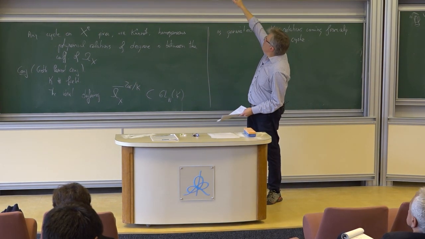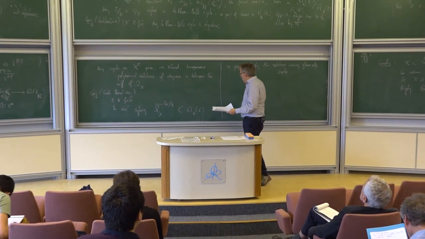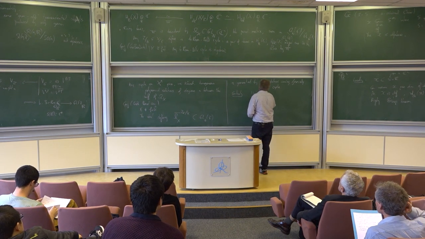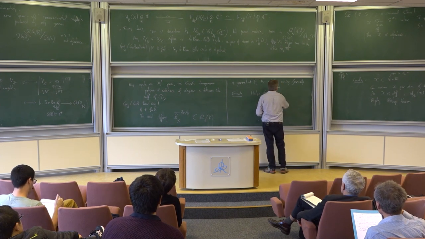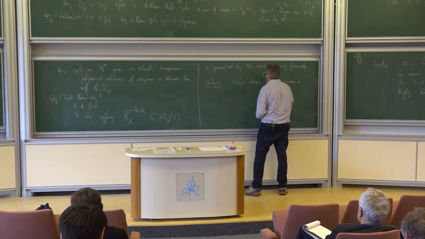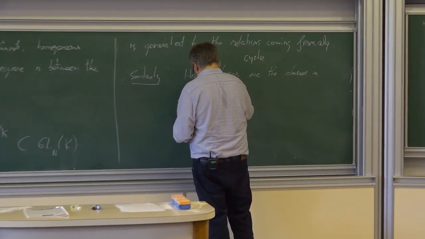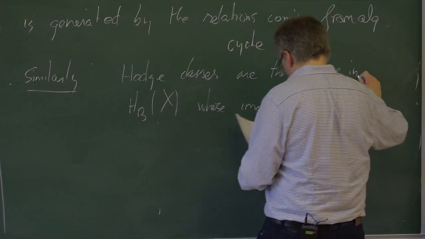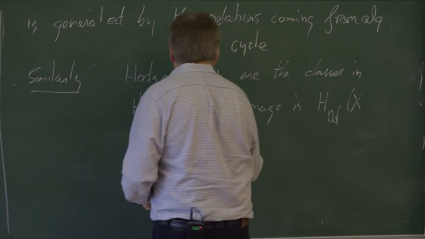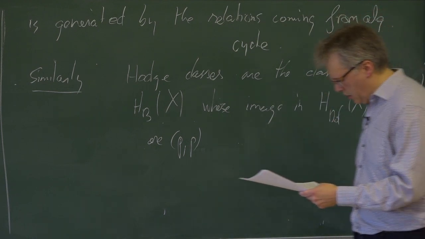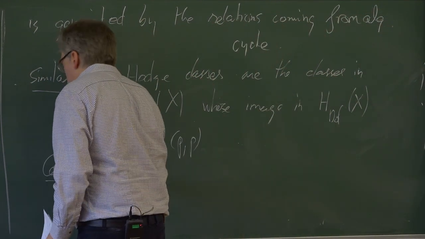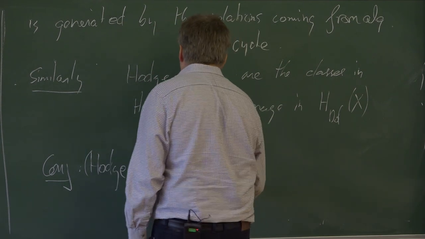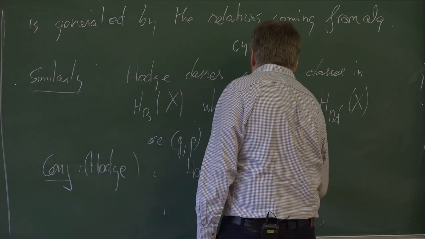So now if you work on the same picture, but with the de Rham or the Hodge realization, then you get a similar kind of picture with Hodge classes. The Hodge classes are now the classes in H_B of X with image in H_dR of X in Hodge type (p,p). So these are Q classes with image in the de Rham cohomology of type (p,p), and the analog of the period conjecture is now the Hodge conjecture, that Hodge classes are algebraic.